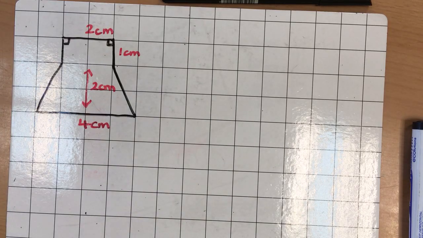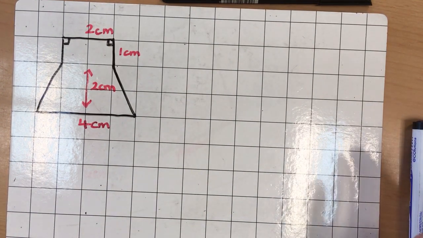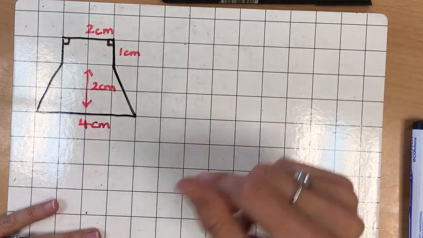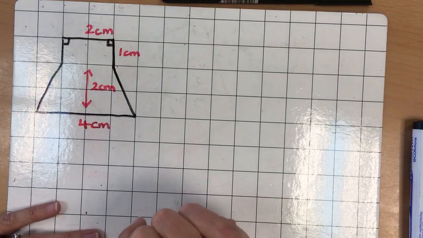Okay, in this video we're going to have a look at how to work out the area of a compound shape. Now a compound shape is basically a shape that is made up of two or more shapes that are put together to make another shape.